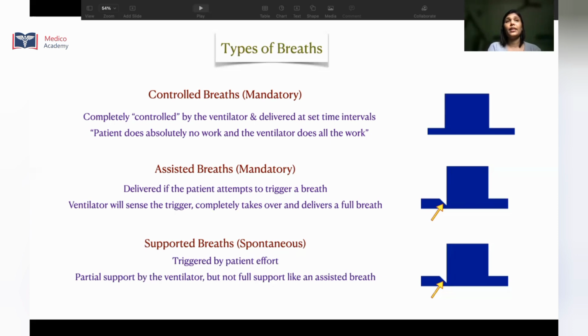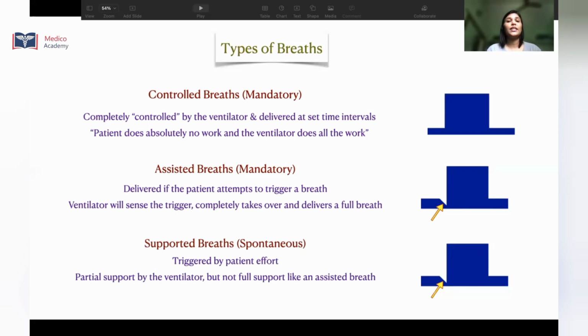An assisted breath is when the patient is coming out of the muscle relaxant. If you're ventilating manually, especially, you can sense that inspiratory effort on your ventilation bag. So then you completely take over and give a full breath to the patient, because you know that the patient is not strong enough yet to take over his ventilation completely.